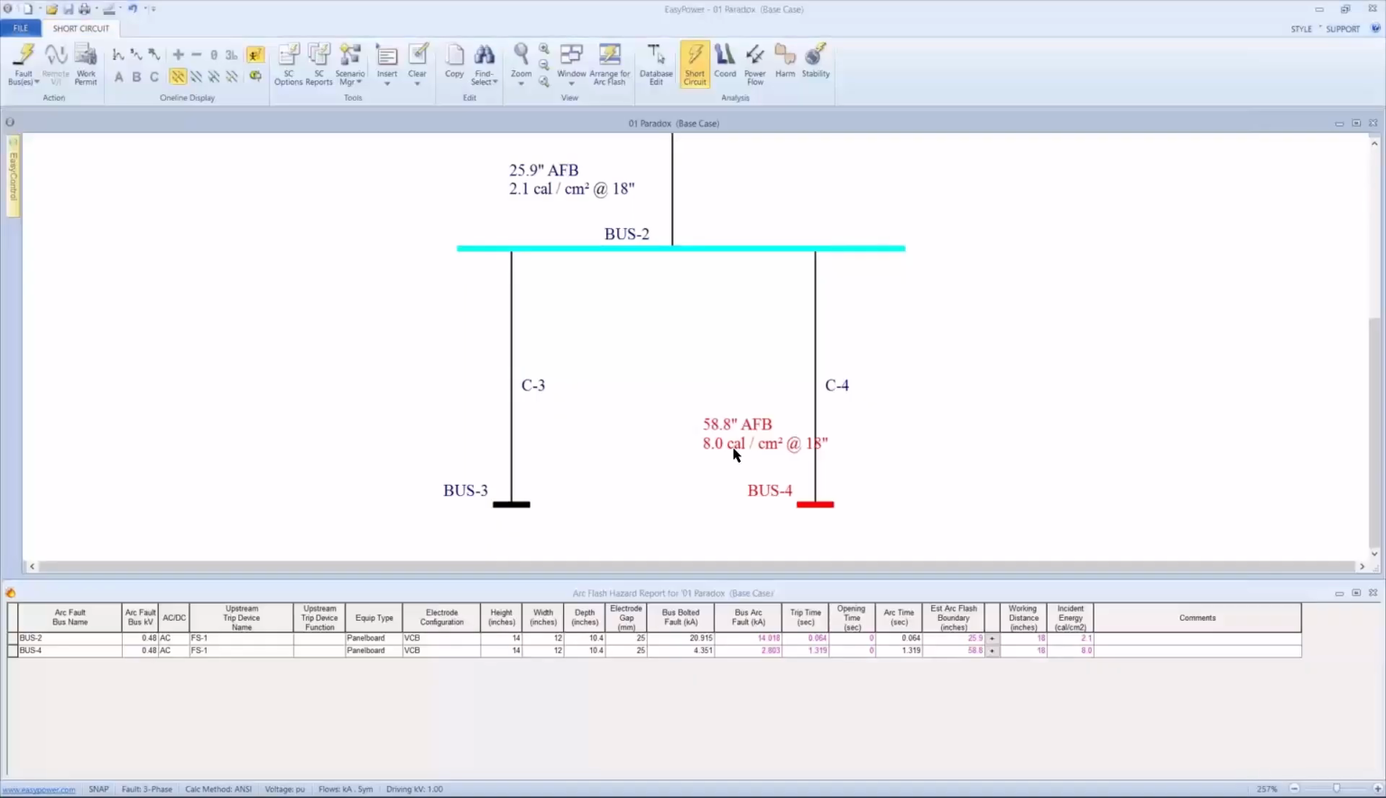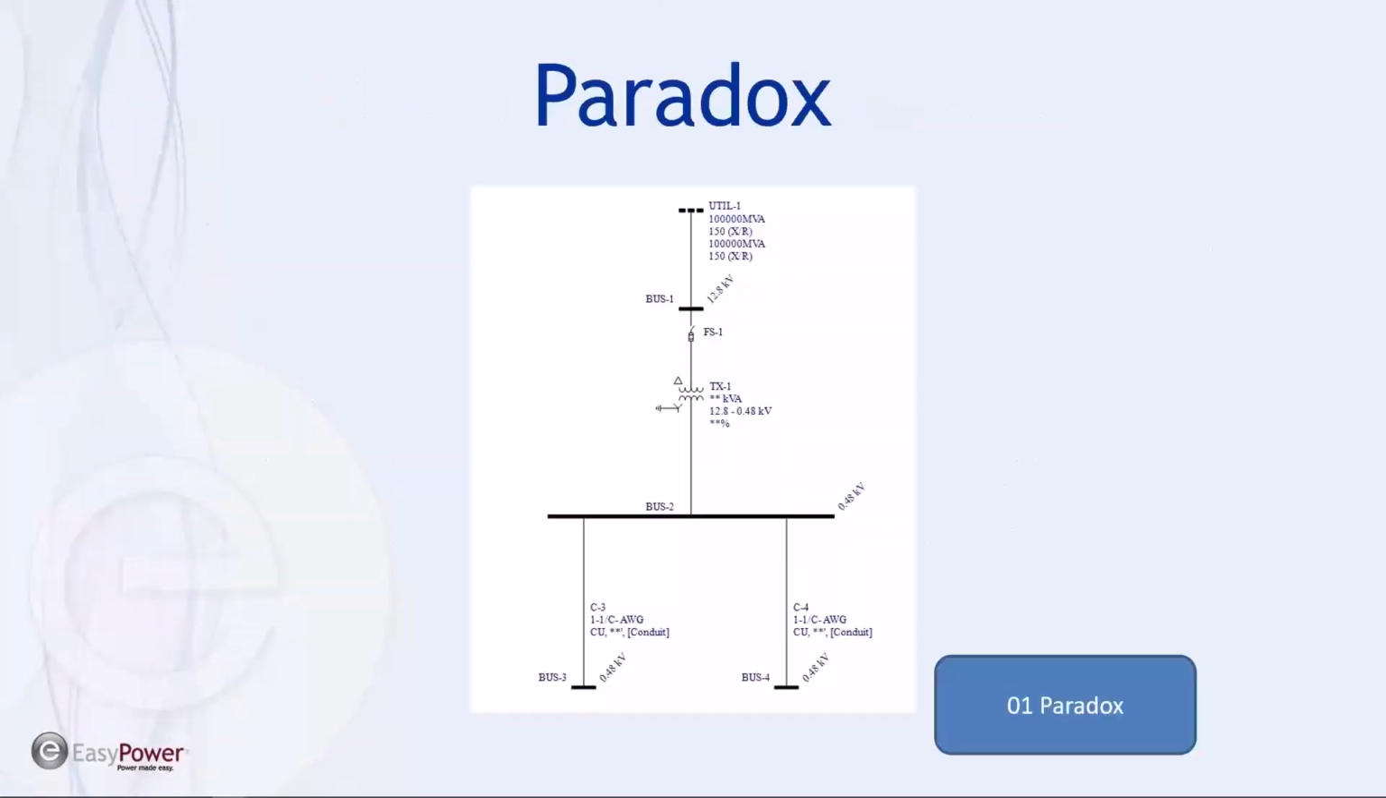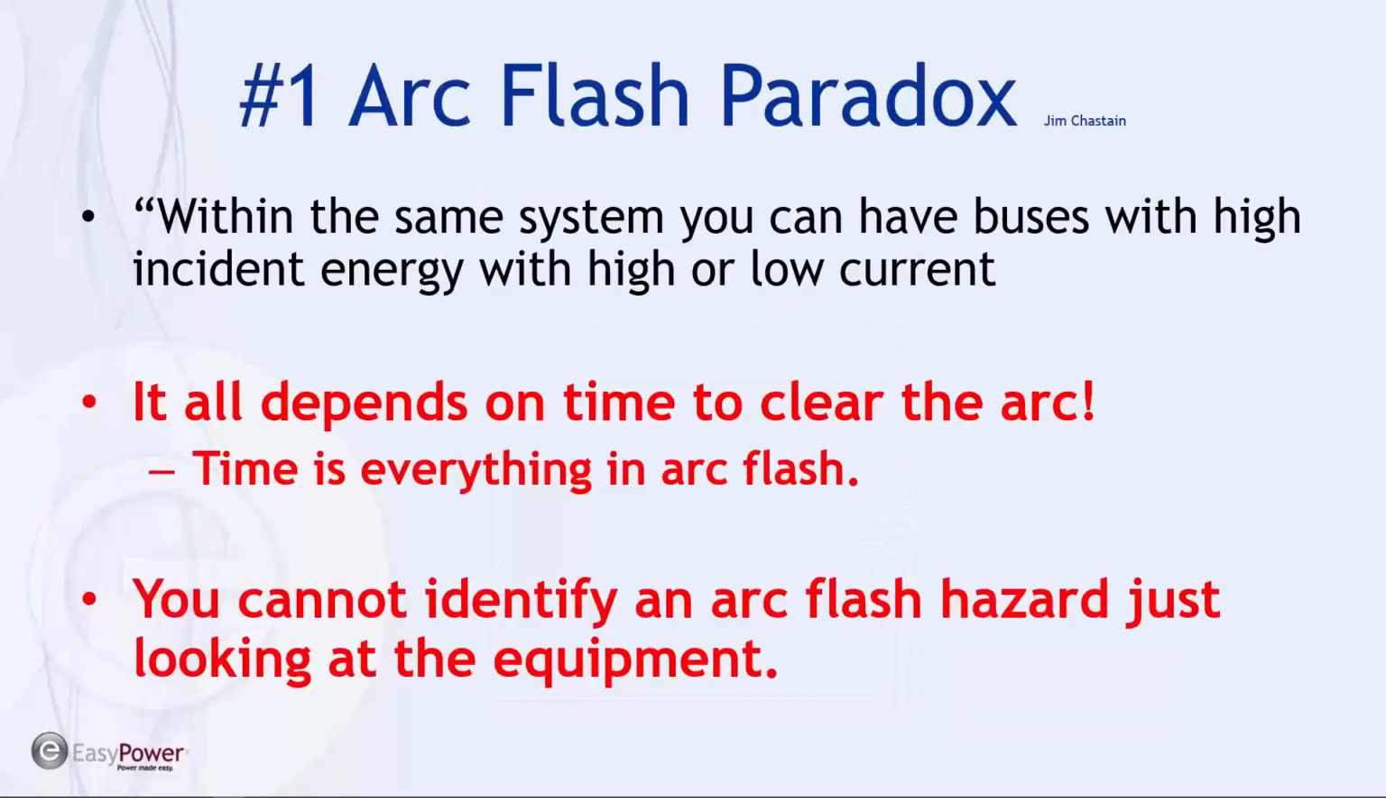Time is everything when it comes to arc flash. So the arc flash paradox tells us that within the same system, you can have buses with high incident energy with low current and/or with high current. It depends on the time it takes to clear the arc. So I reiterate, time is everything when it comes to arc flash. You can't just look at a piece of equipment and tell whether it's an arc flash hazard or not.